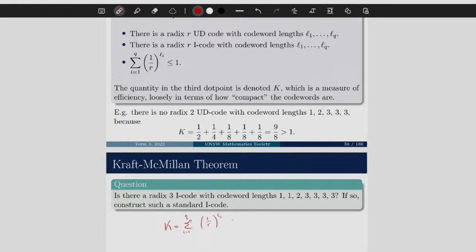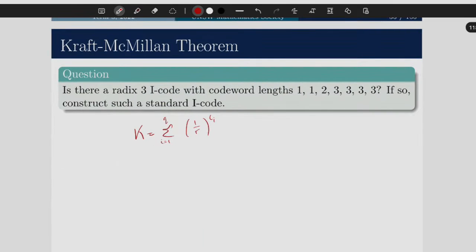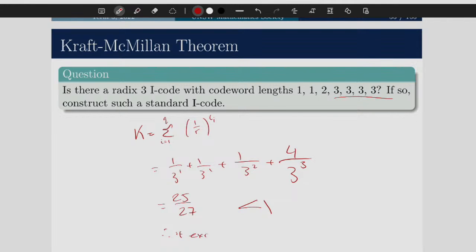I'm just writing this out again, a third dot point, this is the sum that we're trying to look for. If I put in all of these code words, I would go 1 on 3 to the power of 1, 1 on 3 to the power of 1, 1 on 3 to the 2, and then there are 4 of these, so 4 on 3 to the power of 3. If you compute this out, you would get, I think, 25 on 27. Because it's 25 on 27, that's less than 1. Therefore, it exists.